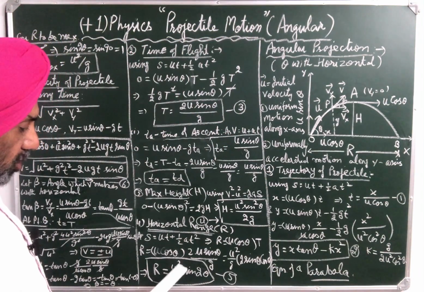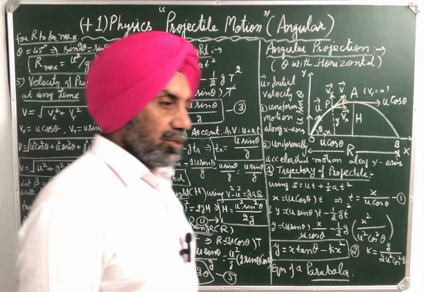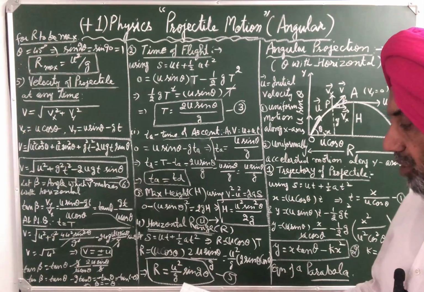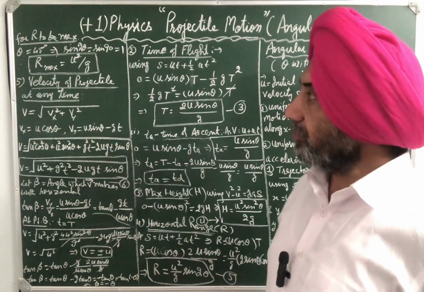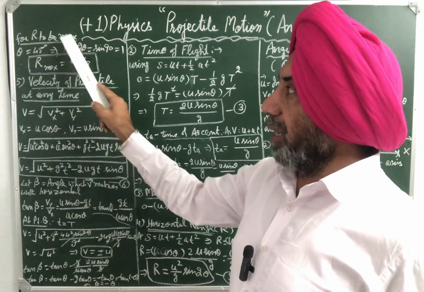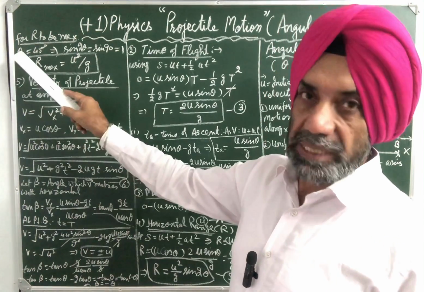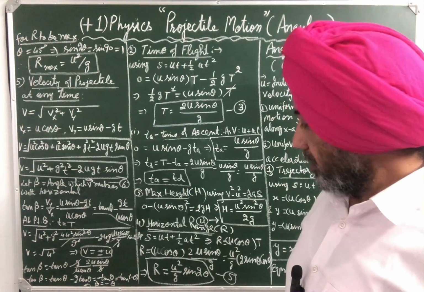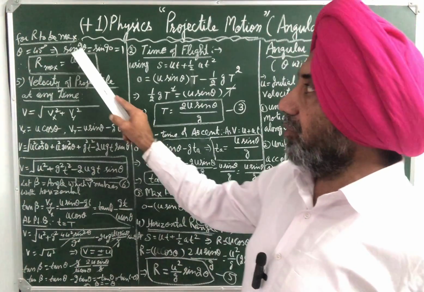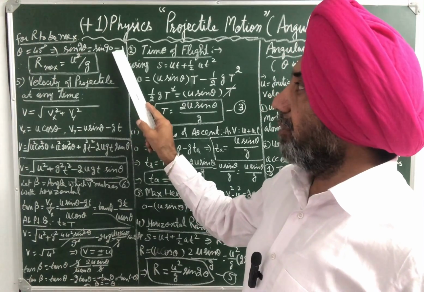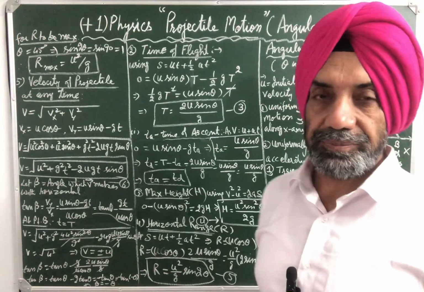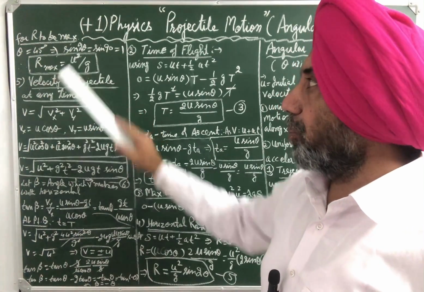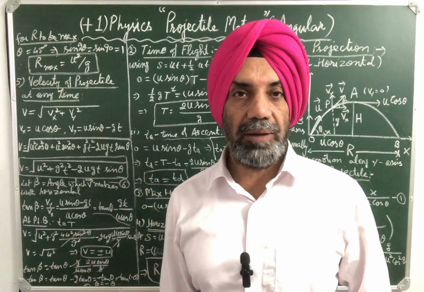So R is equal to u square upon g sin 2 theta. This is the required expression for horizontal range, capital R is equal to u square upon g sin 2 theta. It means for R to be maximum for a given velocity of projection, sin 2 theta should be maximum, that is 1, or sin 90 is 1. It means theta should be equal to 45 degree. When theta is equal to 45 degree, R maximum comes out to be u square upon g. So sin 90 is 1.